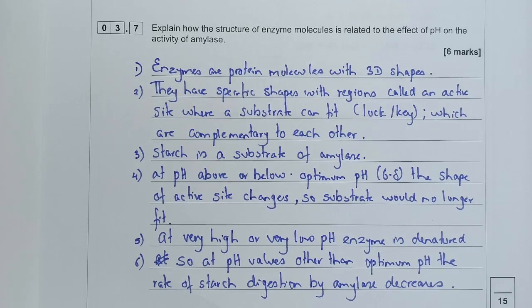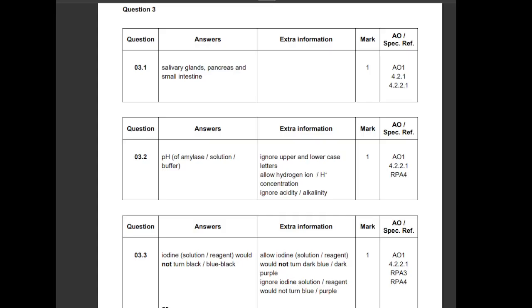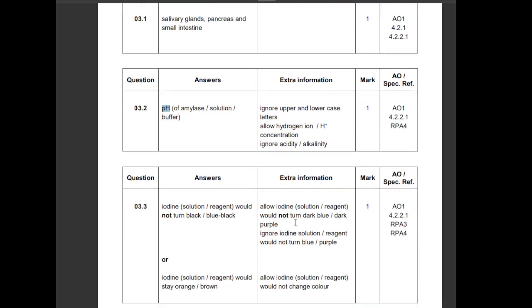Before we move on to question number 4, let's have a look at the marking scheme. So question 3.1, the answer was salivary glands, pancreas and the small intestine, which we chose. 3.2 was pH was the correct answer. You could also say hydrogen ions. I would just simply stick with the pH.